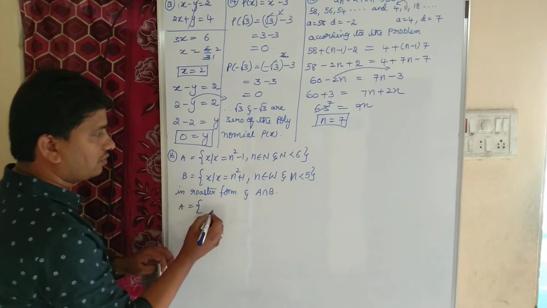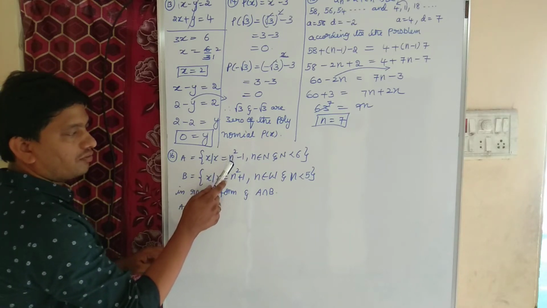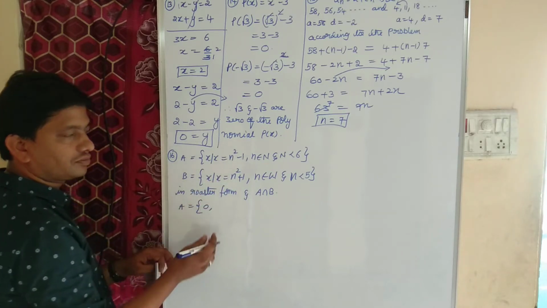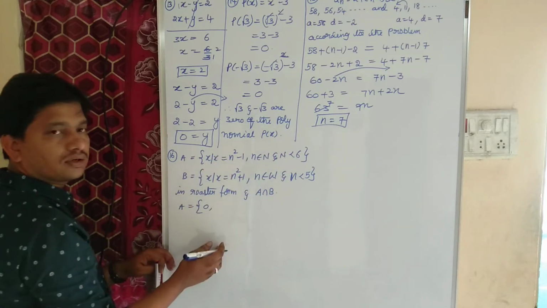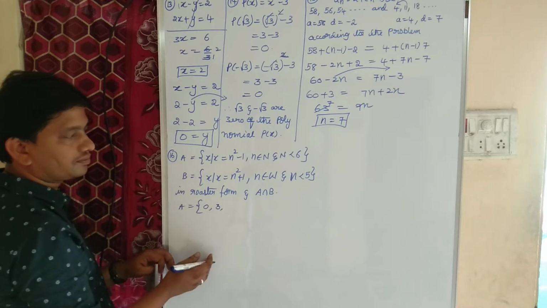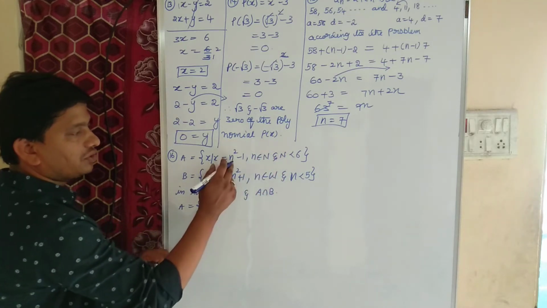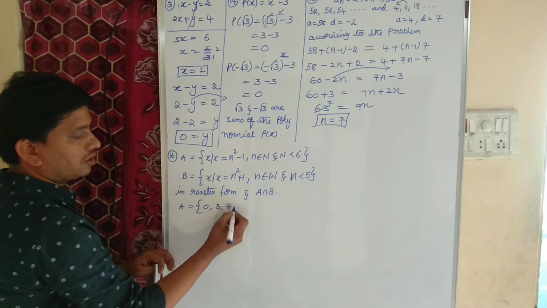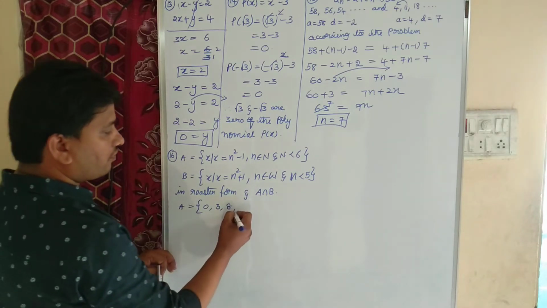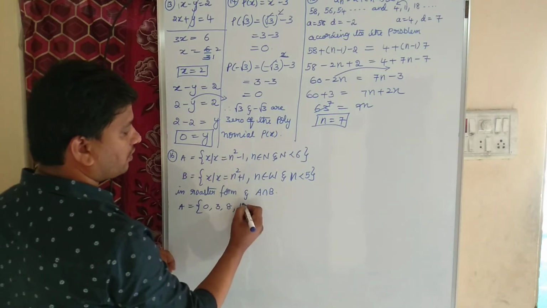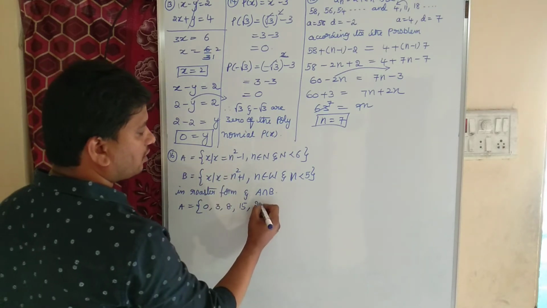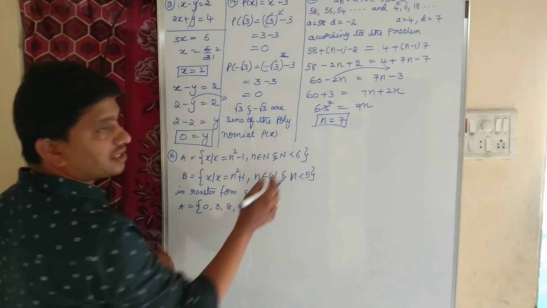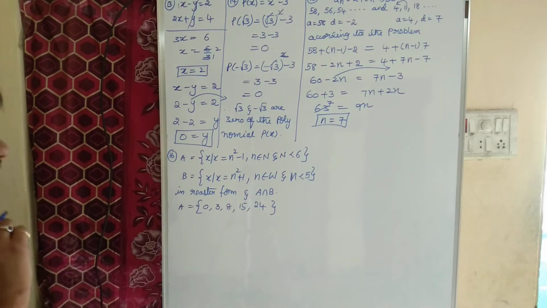Suppose I take n value 1: 1 squared minus 1, you will get 0. Next, if I take n value 2, 2 squared means 4, minus 1, 3. If I take n value 3, 3 squared minus 1, 8. If I take n equals 4, 16 minus 1, 15. If I take n equal to 5, 5 squared means 25 minus 1, 24. Because n must be less than 6, up to 5 only we have to take. So A is 0, 3, 8, 15, 24.